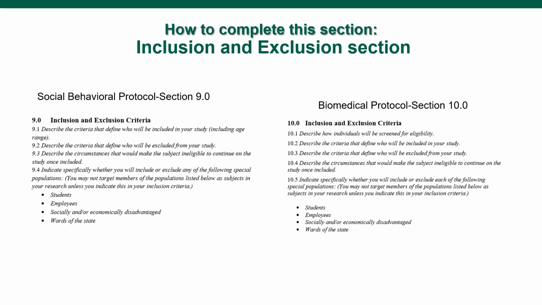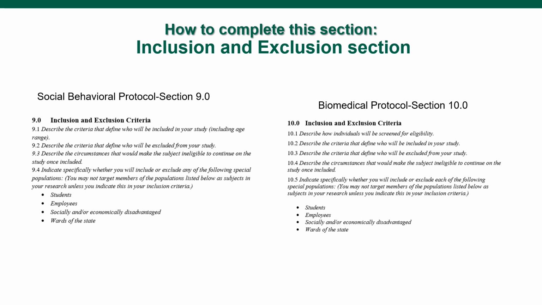Now let's jump to section 9.1 for social behavioral and 10 for biomedical. Now this is your inclusion and exclusion criteria. We're going to go through each one of these. Now there's a little difference with biomedical. Biomedical point 1 is asking for you to describe how you're going to screen for eligibility. For example, we're going to use medical record review.